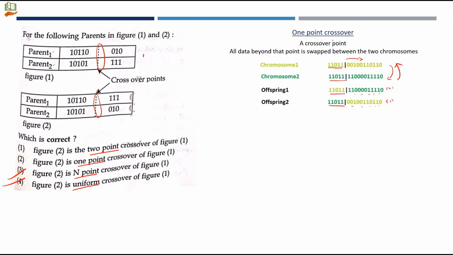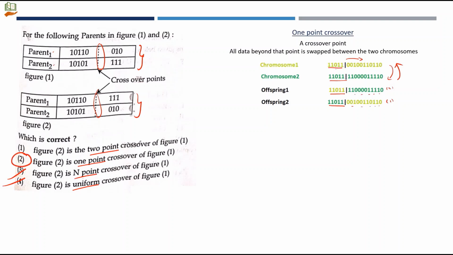So, what is 1-point crossover? Only one point is present. Only one division is present. Take these two together, these two together. It is having only one division. This is also having only one division. It means figure 2 is 1-point crossover of figure 1. Option number 2 will be the right answer.